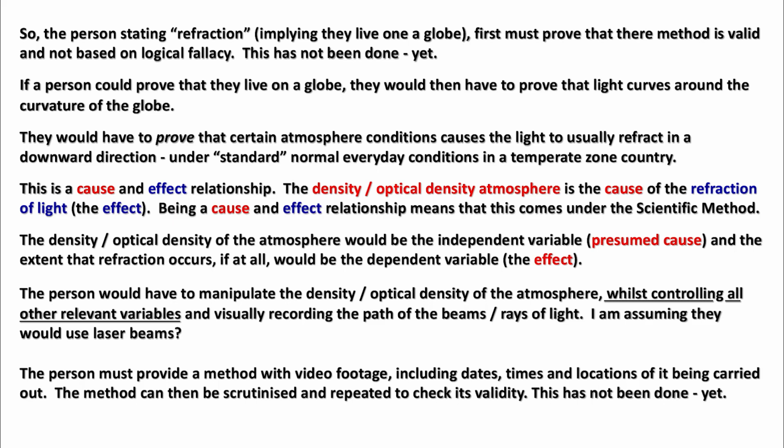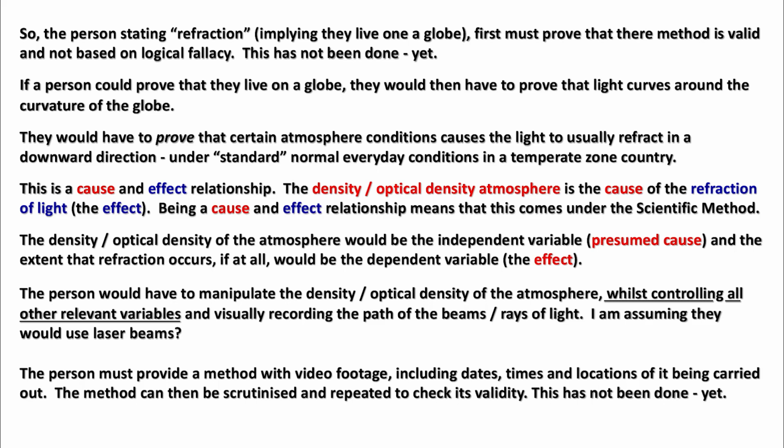Being a cause and effect relationship means that this comes under the scientific method. The density, optical density of the atmosphere would be the independent variable, or presumed cause, and the extent that refraction occurs, if at all, would be the dependent variable, or the effect. The person would have to manipulate the density, optical density, of the atmosphere whilst controlling all other relevant variables and visually recording the path of the beams or rays of light. I'm assuming they would use laser beams.